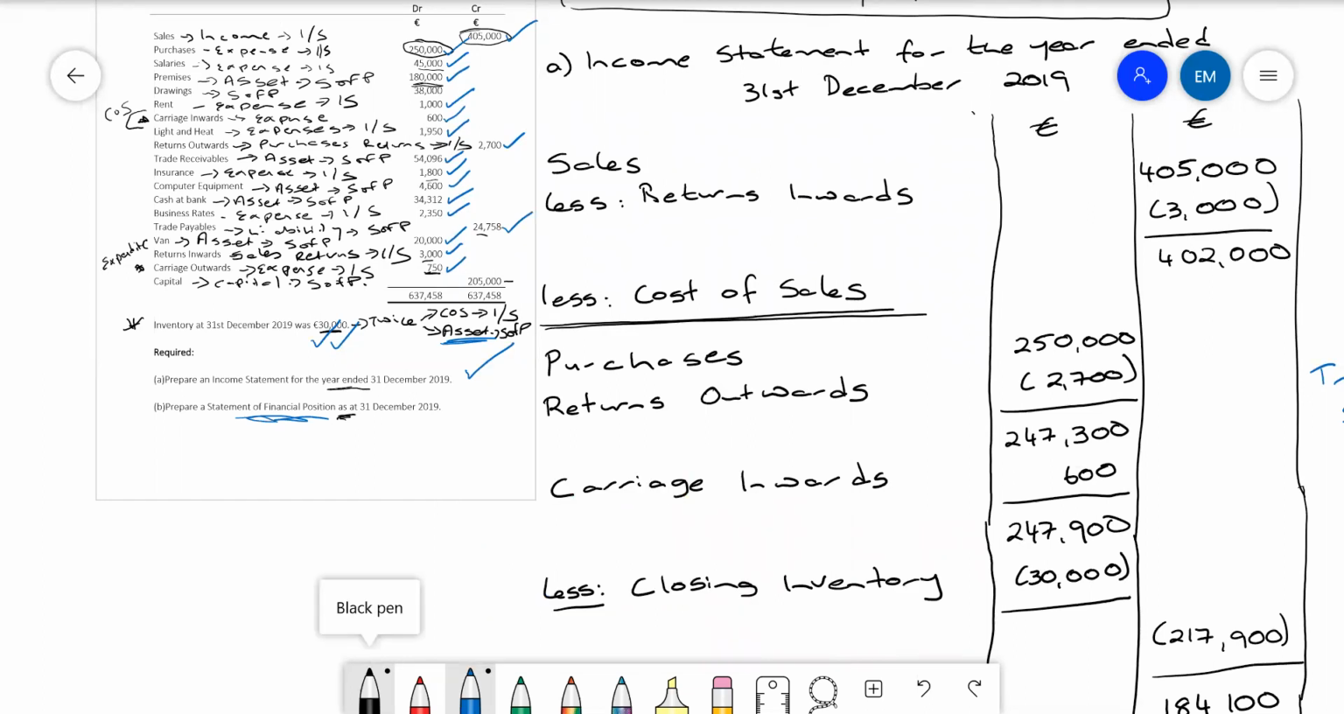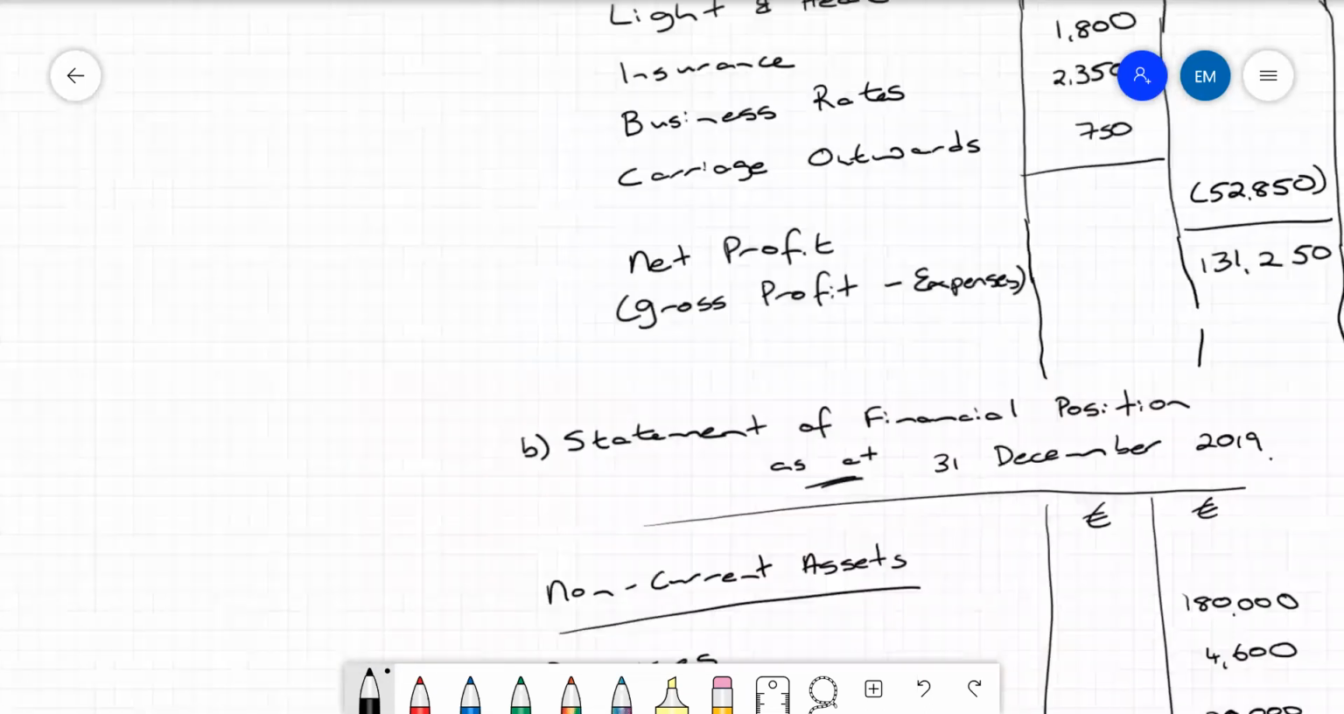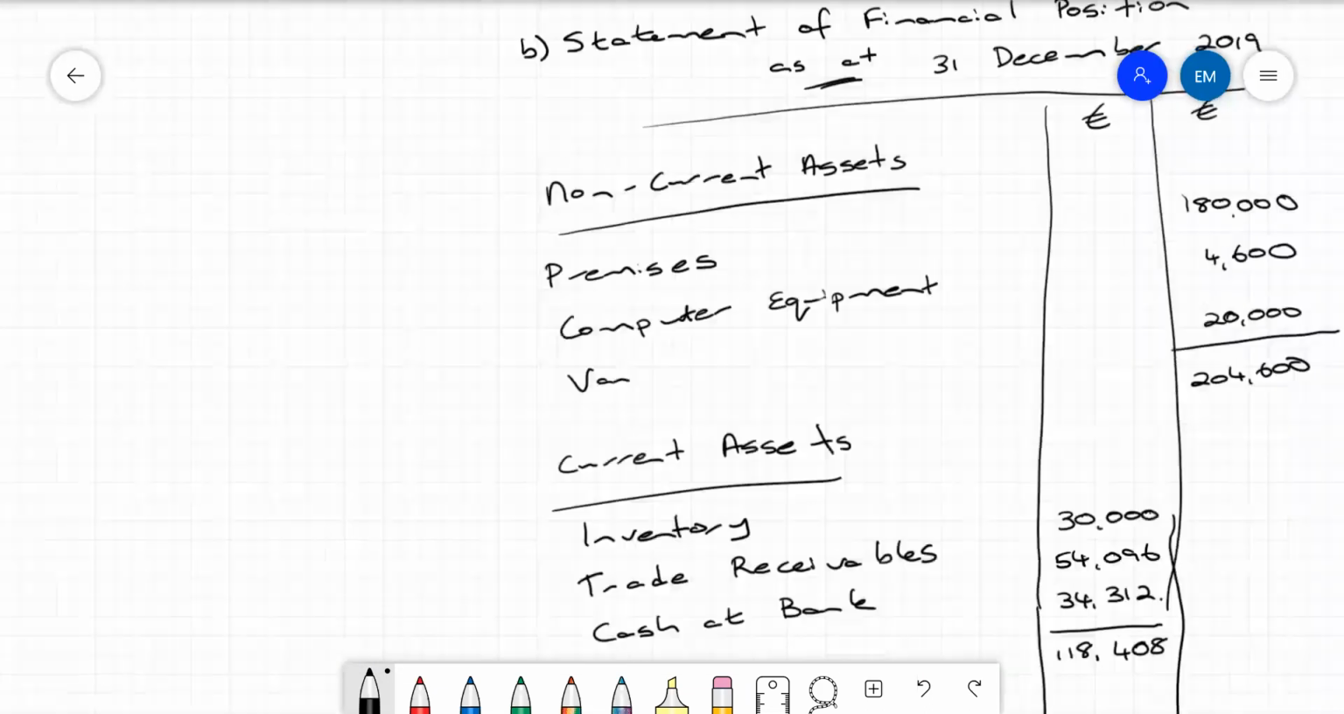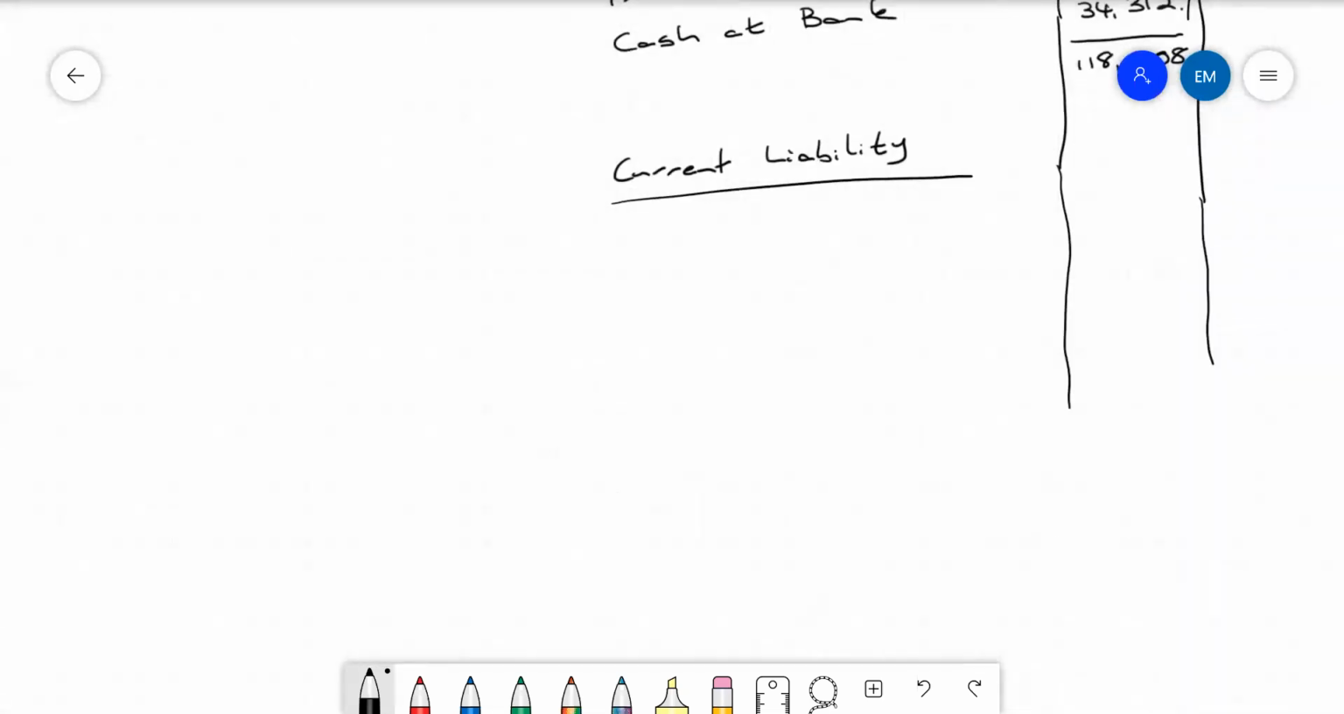Trade payables, our creditor balance. So we go down and we put that into our statement of financial position. And we have our trade payables of €24,758.